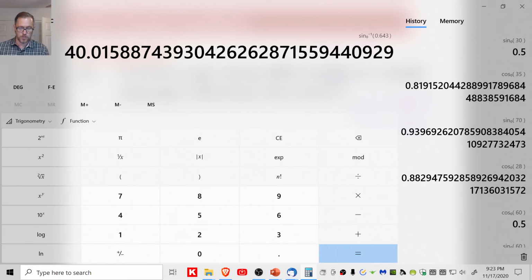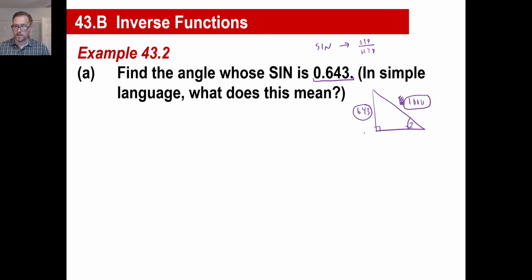What that tells you is, if you want an angle that gives you a ratio of 643 thousandths of opposite over hypotenuse, this angle better be 40 degrees. And that's what it's going to give you. That's going inverse function, which means, of course, this will have to be 50 degrees here.